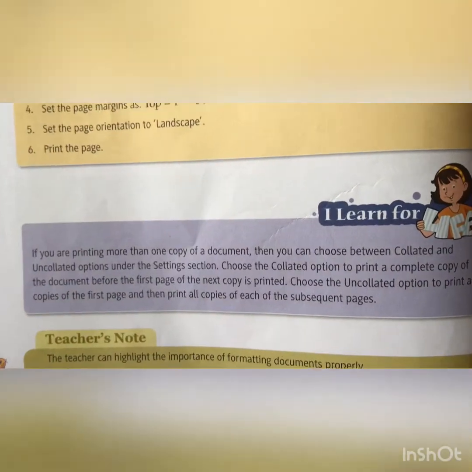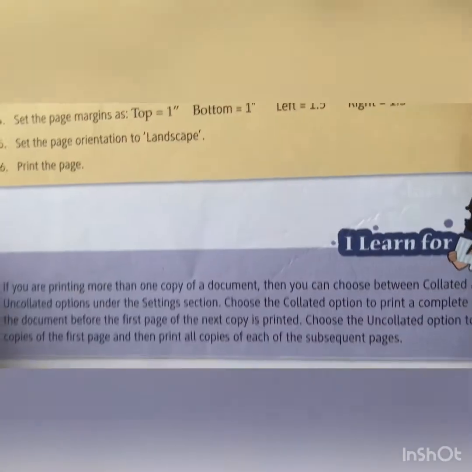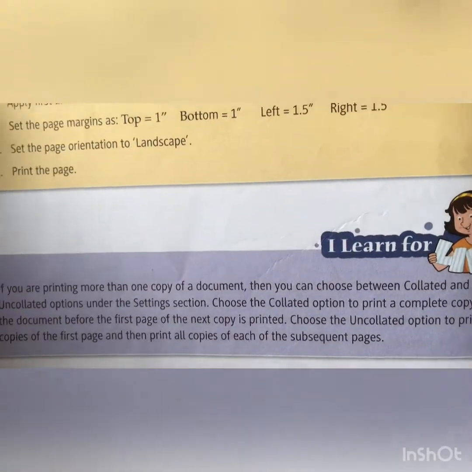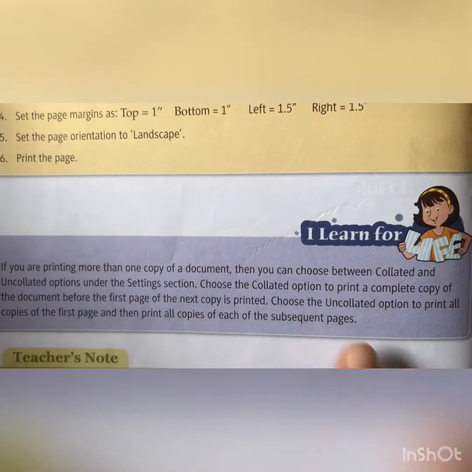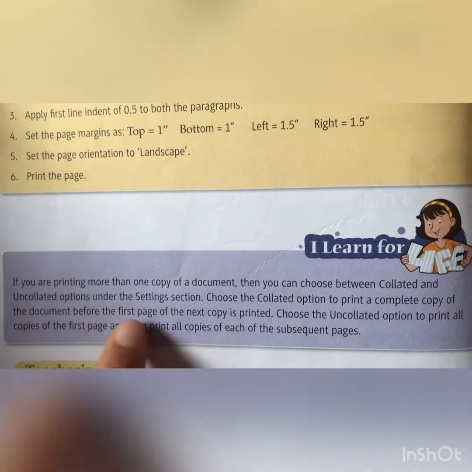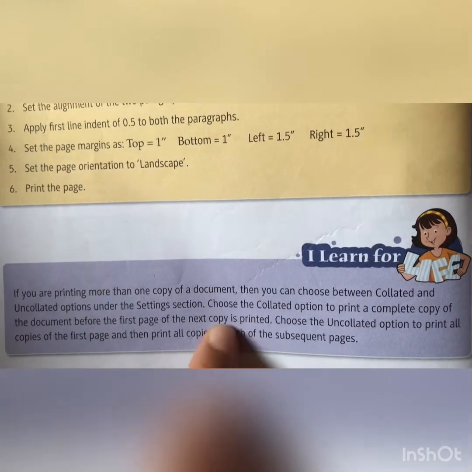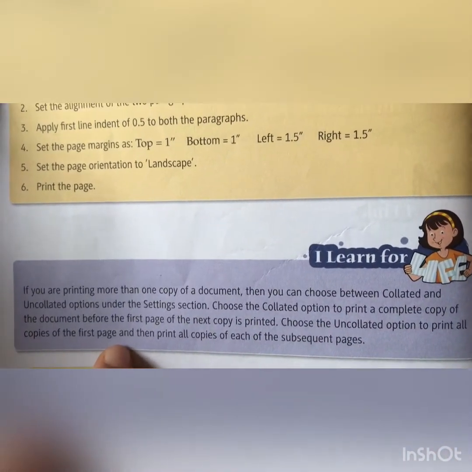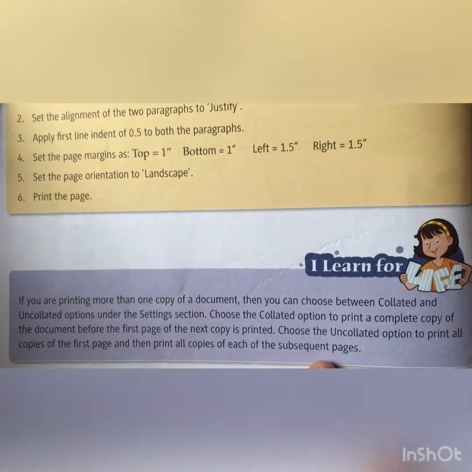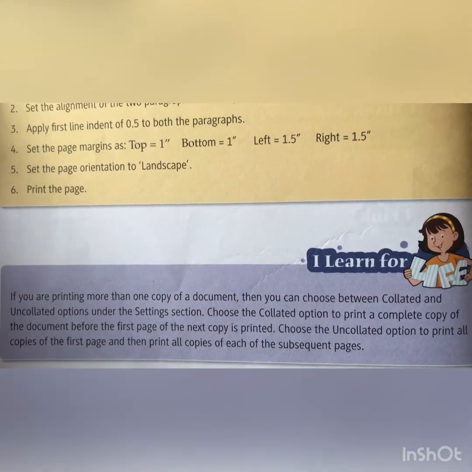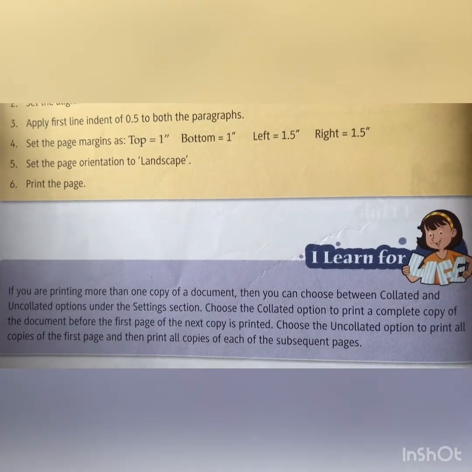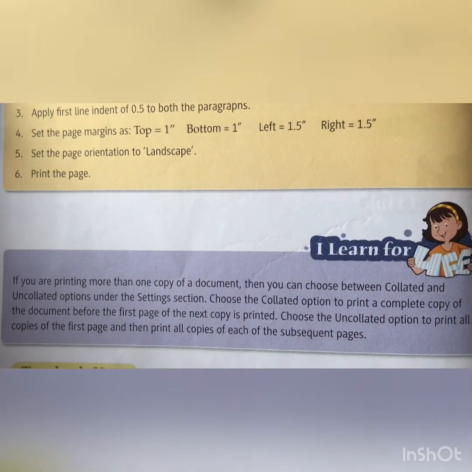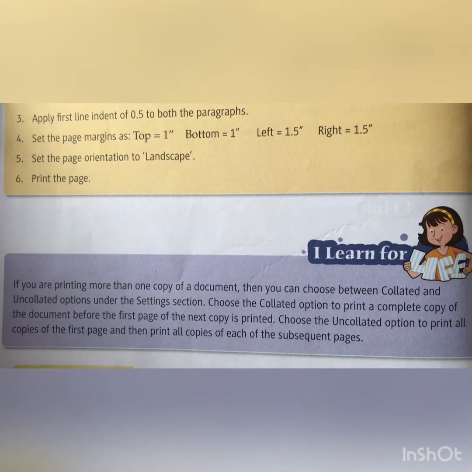If you are printing more than one copy of a document, you can choose between the collated and uncollated options under the Settings section. Choose the collated option to print a complete copy of the document before the first page of the next copy is printed. Choose the uncollated option to print all copies of the first page and then all copies of each of the sequential pages. So here are some settings for printing documents with collated and uncollated options in the Settings section.